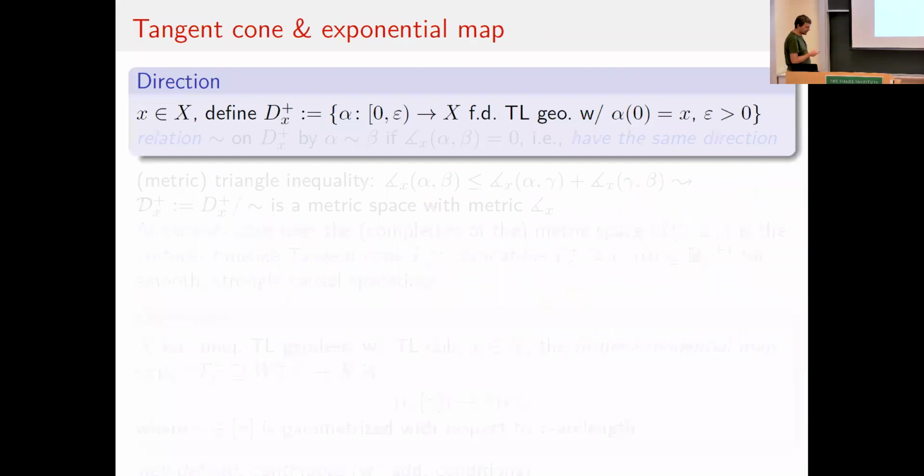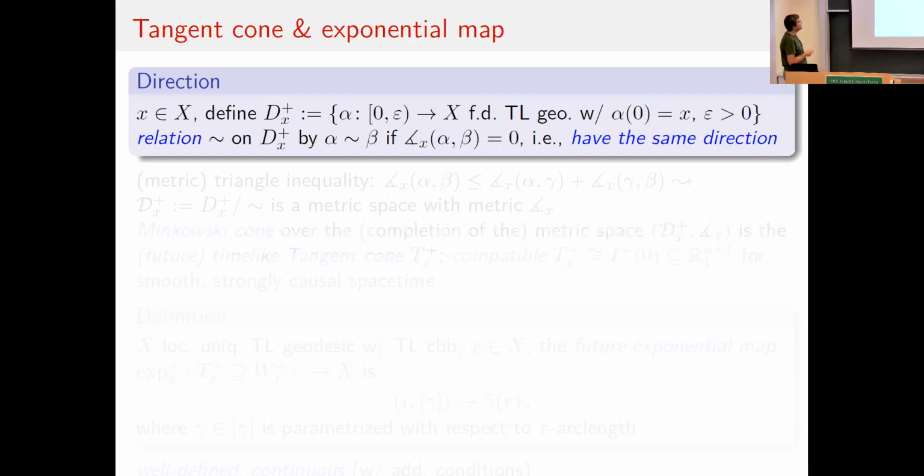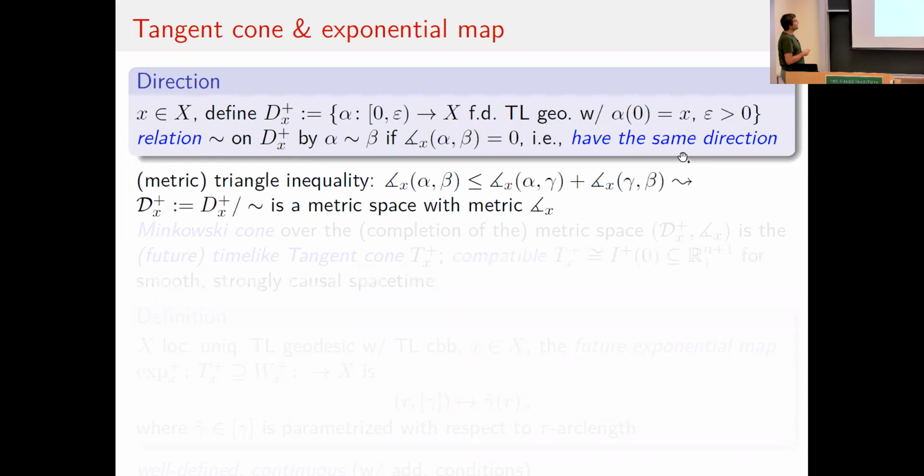And maybe just quickly tell you how you can then define, for example, a tangent cone and exponential map. So for a point X, you can define the space D plus of X as all future-directed time-like geodesics starting at X, defined on some interval 0 epsilon. And you can define a relation tilde on this space by saying that 2 future-directed time-like geodesics alpha, beta are related if they have 0 angle, meaning that they have the same direction. And then you get a metric triangle inequality for these angles.